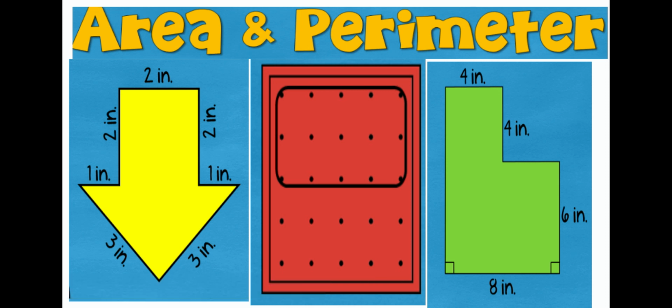Last week for Word Problem Wednesday, we reviewed perimeter and adding up the outside edges of a shape. And this week we are going to be talking about area.